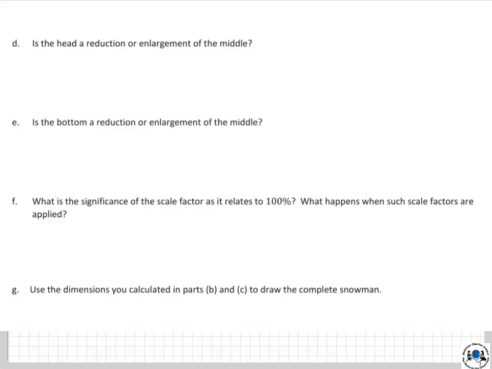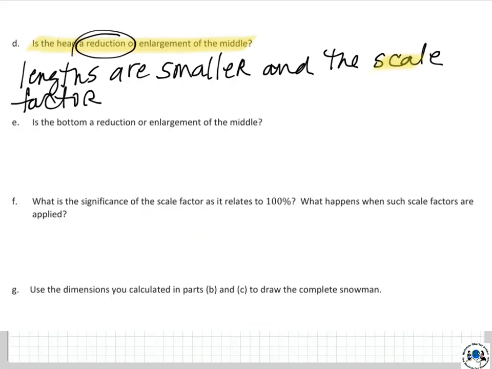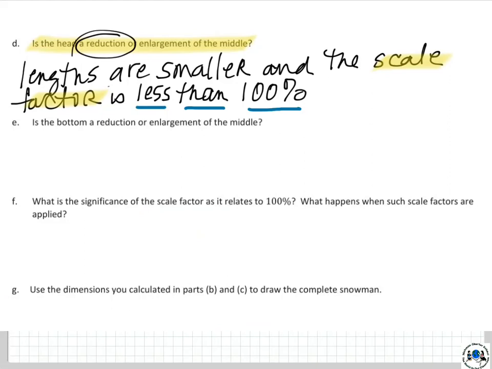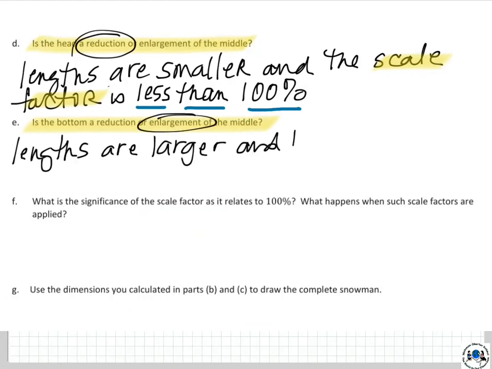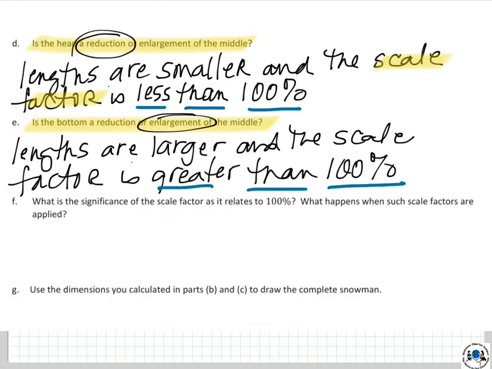But yeah, D asks us here, is the head a reduction or enlargement of the middle? Pretty obvious, okay? Of course, the lengths are smaller, and the scale factor is less than 100%. Therefore, of course, that head is a reduction. And is the bottom a reduction or enlargement of the middle? Again, pretty obvious, an enlargement, because the lengths are larger and the scale factor is greater than 100%.